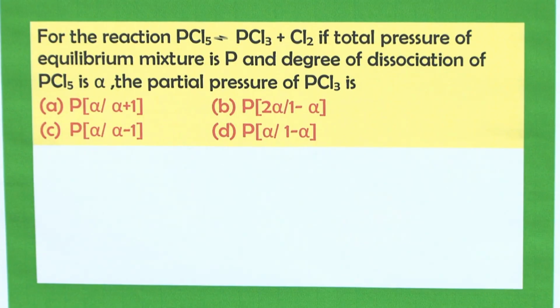Students, let's discuss the next question. For a reaction PCl5 in equilibrium with PCl3 plus Cl2, if total pressure of equilibrium mixture is P and the degree of dissociation of PCl5 is alpha, the partial pressure of PCl3 is.